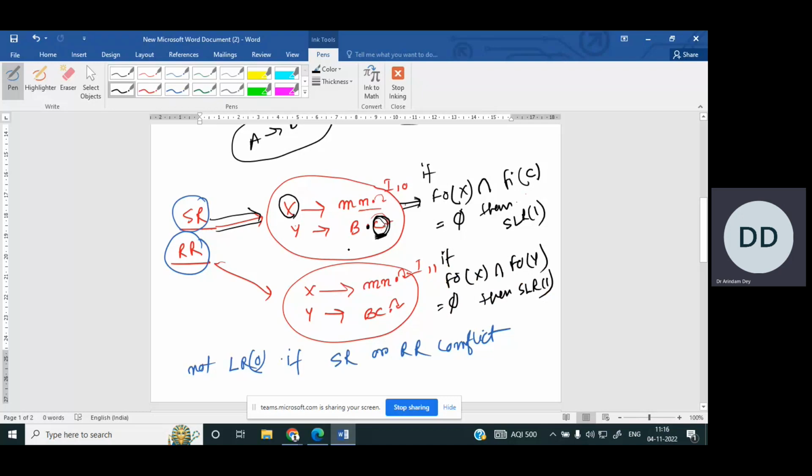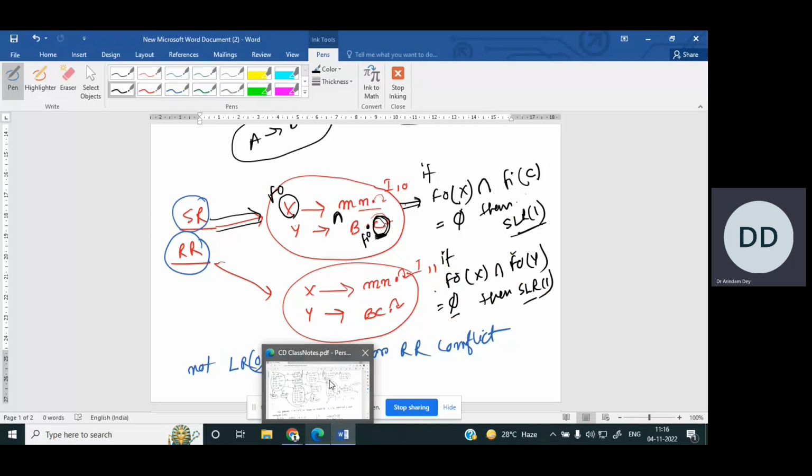Right. So try to remember, if the production is reduced, then I will take the follow of that part, and the part that is shifting I will take the first, and I will check the intersection of these two: follow of non-terminal and first of this terminal over which it is shifting. If it is phi, then SLR1. For the reduce case, we will be performing the follow, and here also we will be performing the follow, and if it is phi, then it is SLR1. Okay. Now move to one example so that it will make it clear before you.